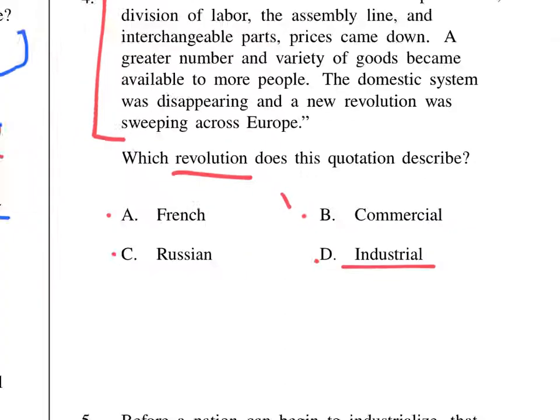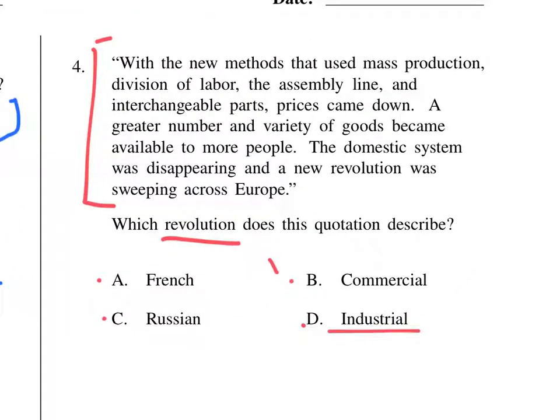So I can see it says, with the new methods that used mass production, division of labor, the assembly line, and interchangeable parts, prices came down. A greater number and variety of goods, like items that you would buy in a store, right, became available to more people. The domestic system was disappearing and a new revolution was sweeping across Europe. Yes, clearly this is the Industrial Revolution. The answer to number 4 is D.